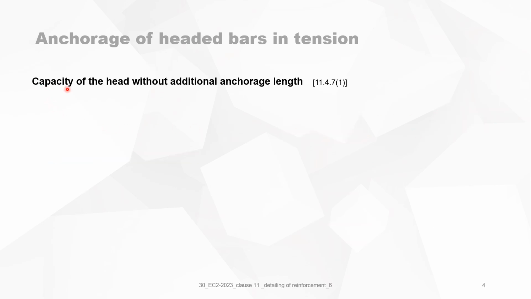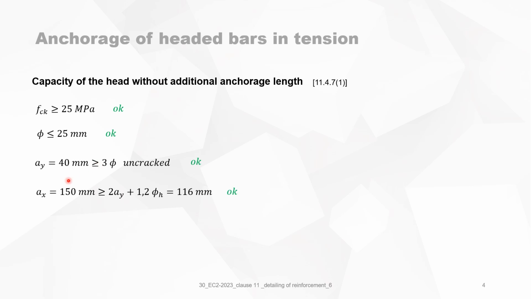First of all, we take the capacity of the head without additional anchorage length. And we look at the different conditions. The concrete quality must be bigger than 25, which is okay. The diameter must be smaller than 25. This is also okay. AY is 40 millimeters and must be bigger than 3 times the diameter uncracked, but the diameter is 10, so this is okay. AX is 150 millimeters, but must be bigger than 2AI plus 1.2 VH, which is 116, so 150 bigger than 116, this condition is okay.